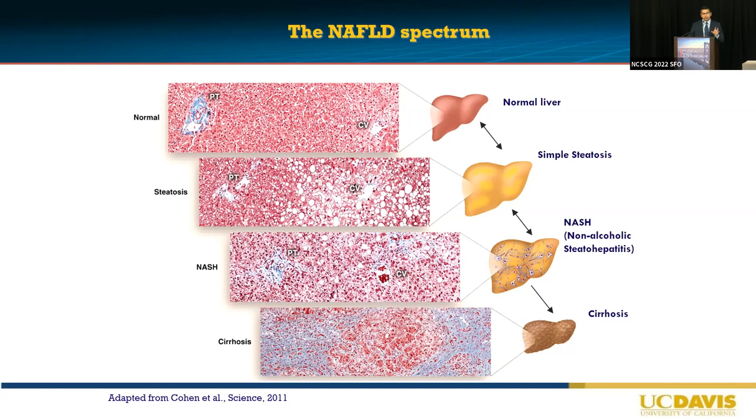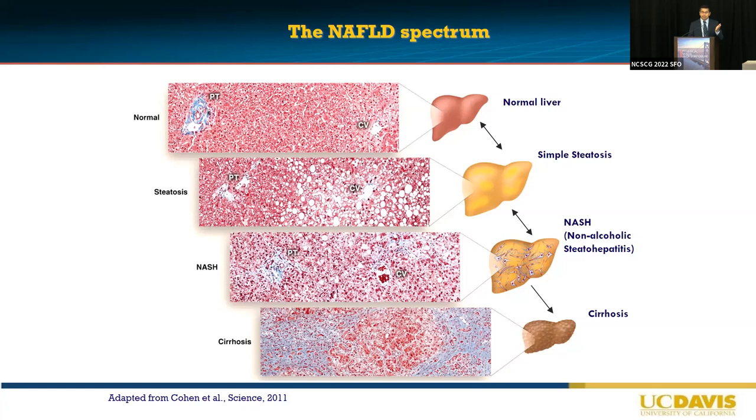Out here, what we are seeing is that some of these patients can develop simple fat, which is called simple steatosis, and some of them go on to develop NASH, which is the presence of inflammation with or without the presence of liver fibrosis, as seen in these very light strands out here. In some of these patients, the fibrous tissue extends all across the liver, and as we all know in this room, this is called cirrhosis.